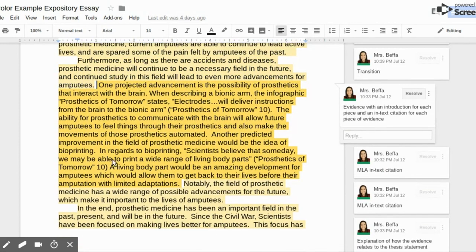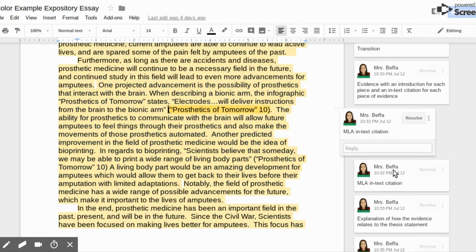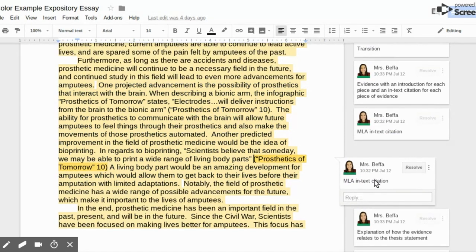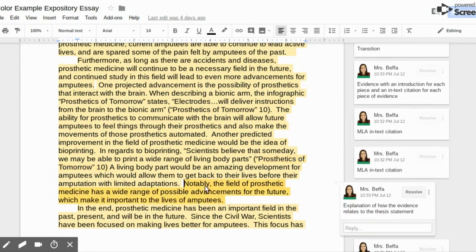So talking about the possible changes in the future and how prosthetics will still be important. And again, at each time I do that, I do my in-text citation. And then I explain at the end how all of this evidence in the middle of the paragraph supports or relates to the main idea of the paragraph and also the central idea or the thesis statement of the entire essay.